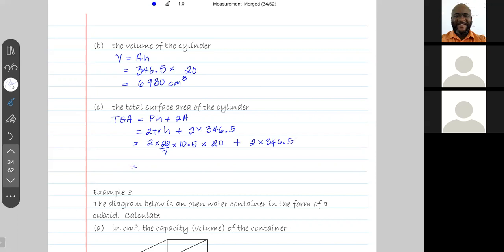So let's calculate. Over to the left, PH is 2 times 22 times 10.5 times 20 divided by 7. So the area of the curved surface, which is the side, is 1,320, plus 2 times 346.5. This is 693. And we add them together, we end up with 2,013, and this is centimeters square.